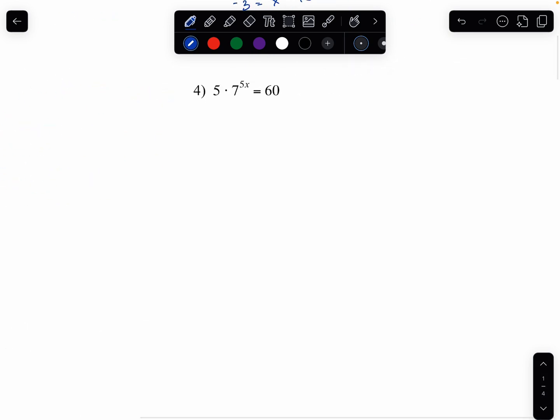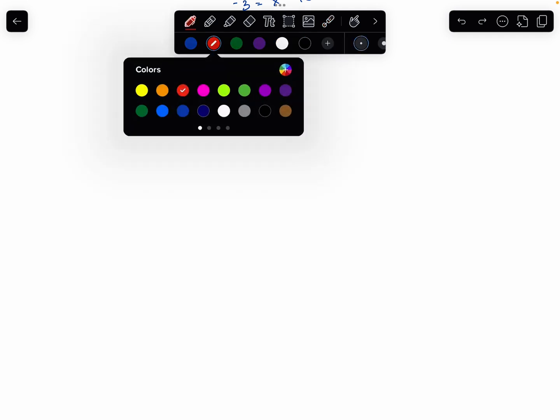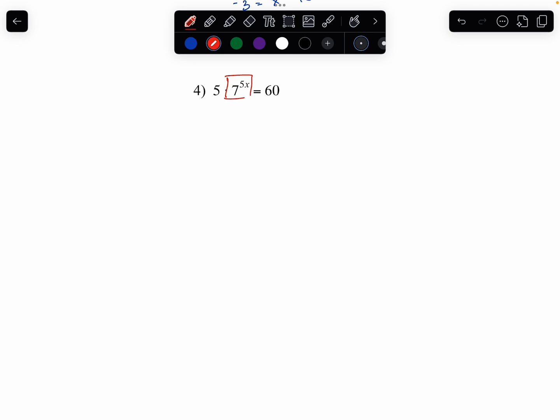Okay, moving here, I have the exponential here. Now, I also have this being multiplied by 5. This 5 cannot multiply to this 7 because of the order of operations. Whatever x is, the operation of the exponent has to come before the operation of multiplication. So that when solving this equation, this needs to be isolated first. So I'm going to divide by 5 in order to isolate the exponential.